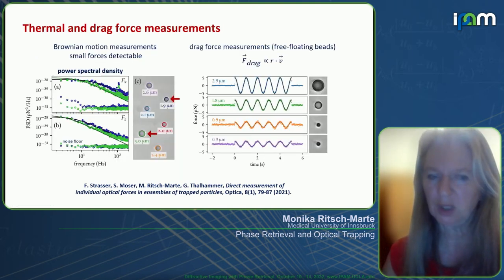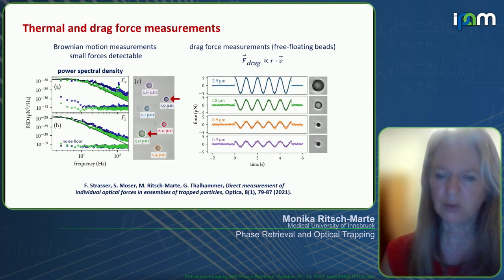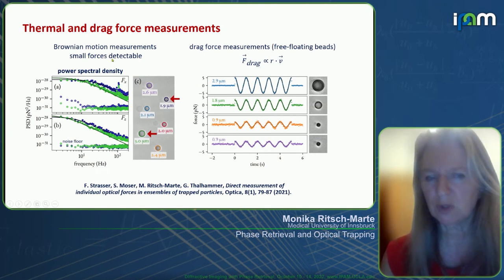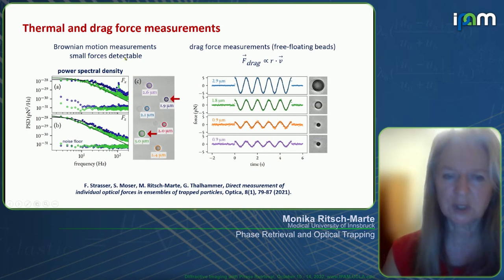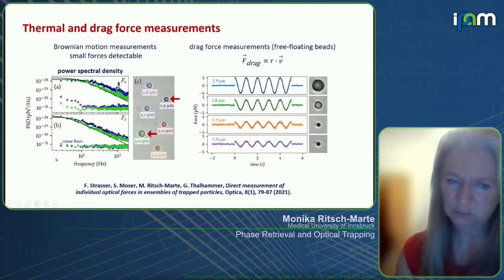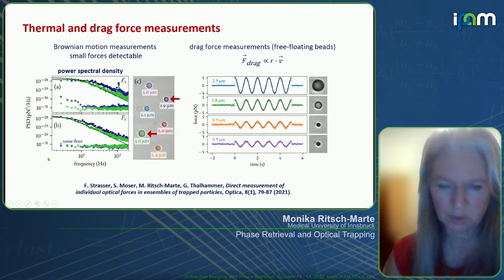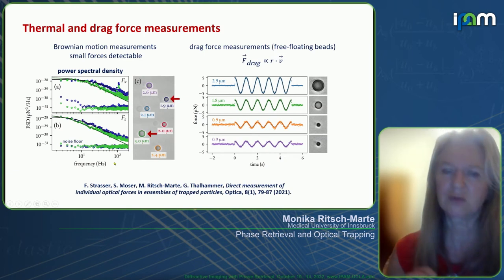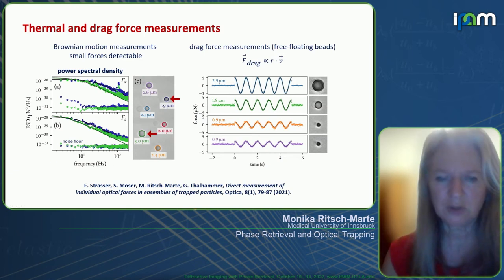Now, it's a new method. You always have to compare with established methods. And we did that now with floating particles that are not sticking to the surface. You can do the typical Brownian motion measurement for small forces, where you do a frequency analysis of the Brownian motion and fit it to these curves.